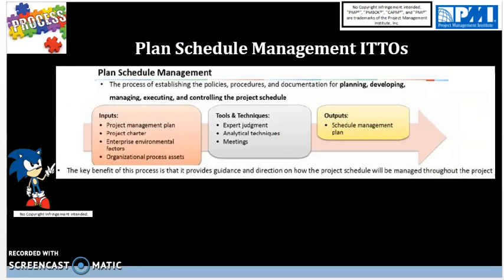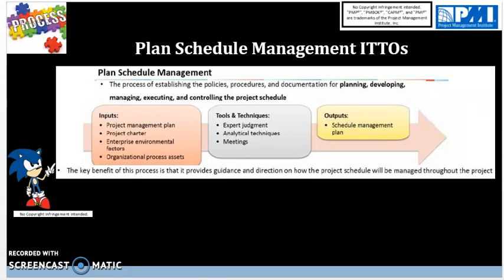Next, the ITTOs, inputs, tools, techniques, and outputs for plan schedule management are as follows. For inputs, we have project management plan. That is your binder that contains all subsidiary plans and baselines. Then you have the project charter, enterprise environmental factors that are outside of the project team's control, organizational process assets, internal policies and procedures that help us govern how to plan for our schedule.